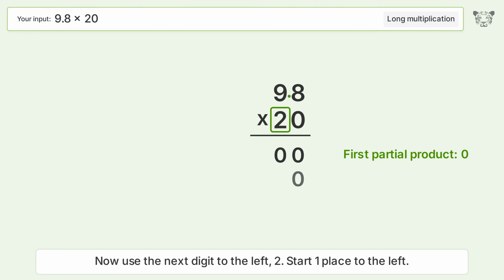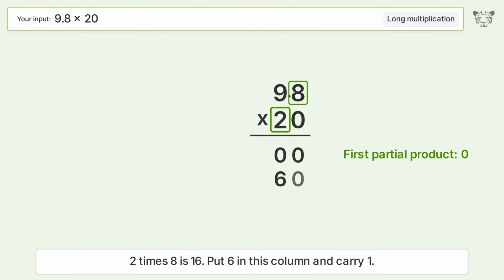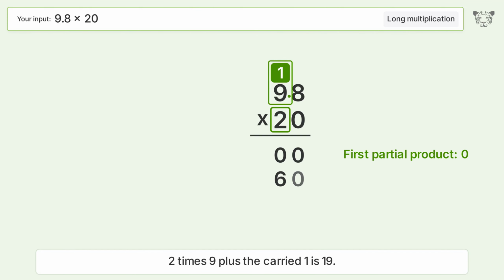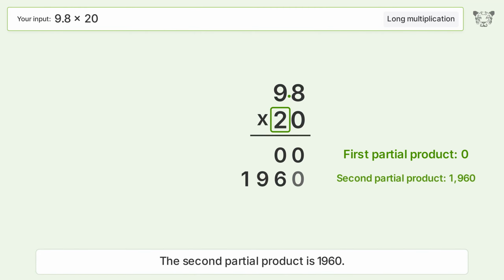Now use the next digit to the left, 2. Start one place to the left. 2 times 8 is 16. Put 6 in this column and carry 1. 2 times 9 plus the carried 1 is 19. The second partial product is 1960.